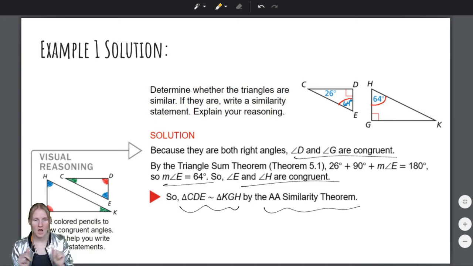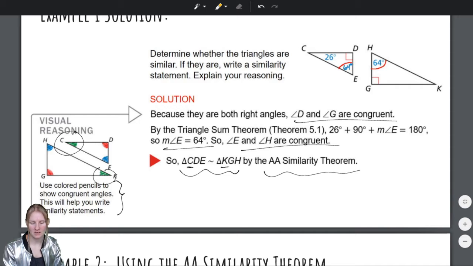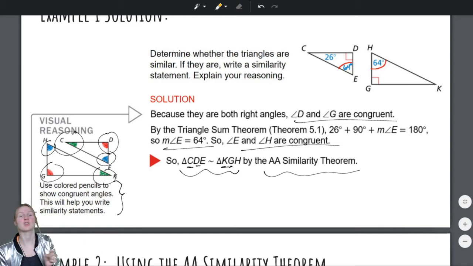So yay! Also, I'm going to move out of the way to show you the bottom of this slide here. You can use colored pencils to show congruent angles, and that could help you with writing your similarity statement. So, I'm going to write the green angles first, C, H, and K. I'm going to write the red angles next, D and G, and then I'll write the blue angle. So if you are a color coder, there is no shame in that. I am also a color coder. It doesn't make you less smart because you have to draw the colors. No.